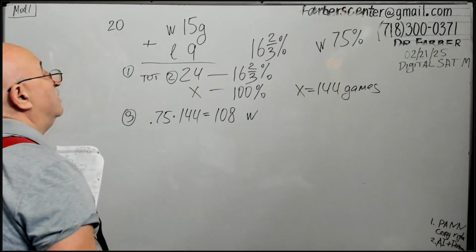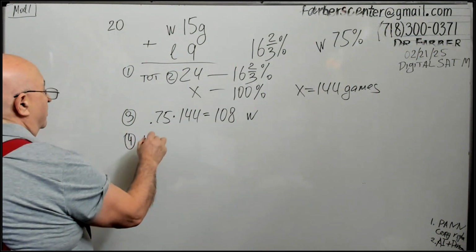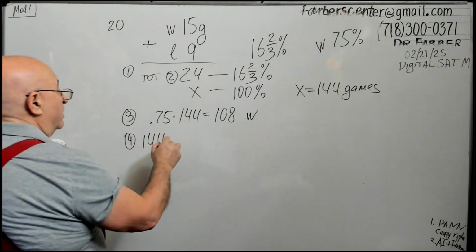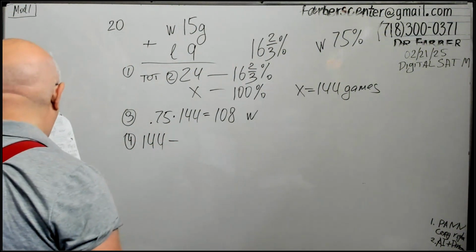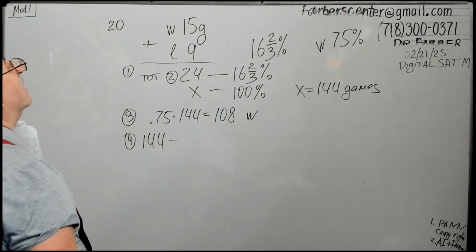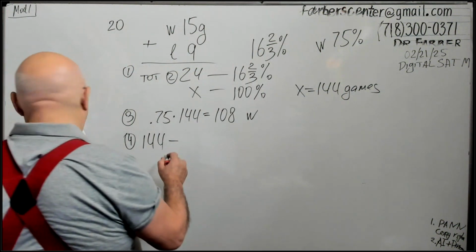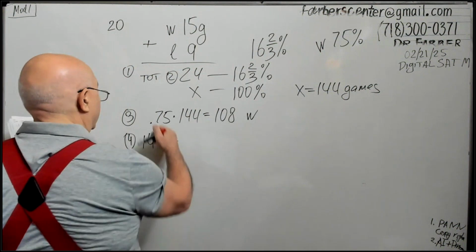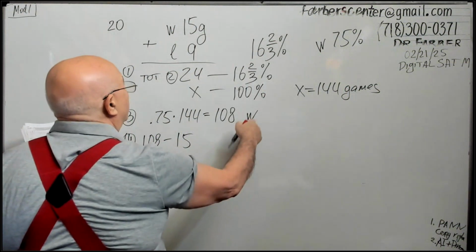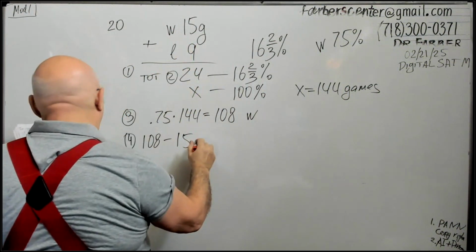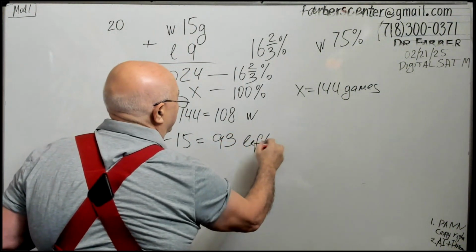And how many do we need to win? Since we have 144 total, and we already, okay, they said how many they had won so far? 15. Minus 15, just a second. This 108, it's faster. 108 minus 15, this we need to win, we already won. And this is 93 left to win.